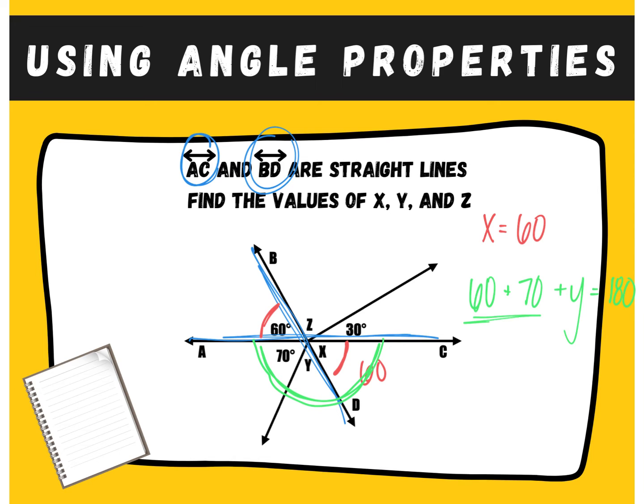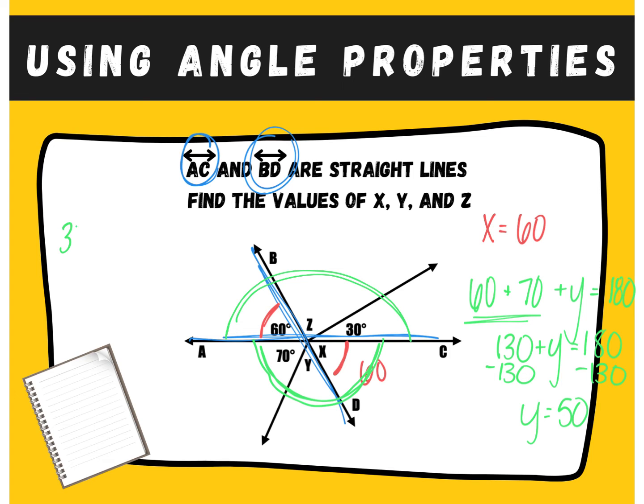The first thing I see are like terms, so I'm going to combine those to become 130 plus y equal to 180. From there, I can subtract 130 on both sides, and that tells me that y is equal to 50. Already, I've found 2 of my variables. In fact, I can use that same idea on the other side to solve for z.